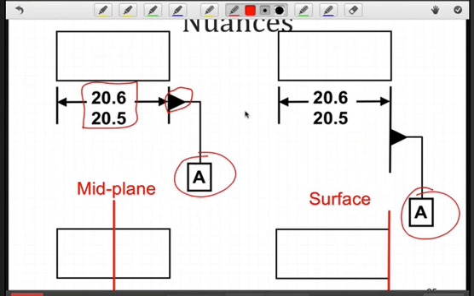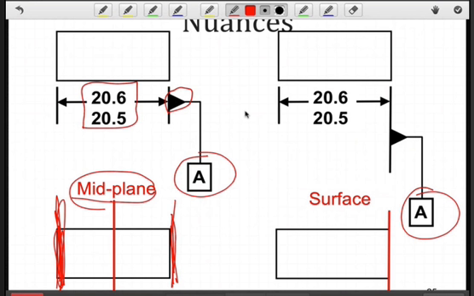If I have a feature of size here, then what we're really talking about is the midplane between these two surfaces. And so we have this theoretical midplane that locates this feature of size. And it could be a slot feature in this case, or a protrusion of some kind, but we're locating it using the midplane instead of one of these surfaces.